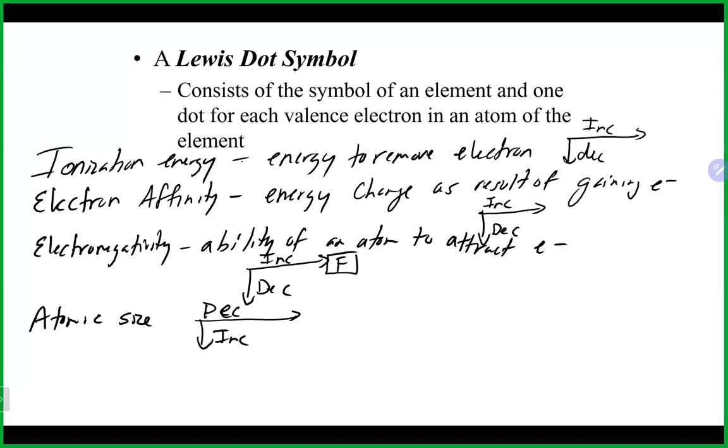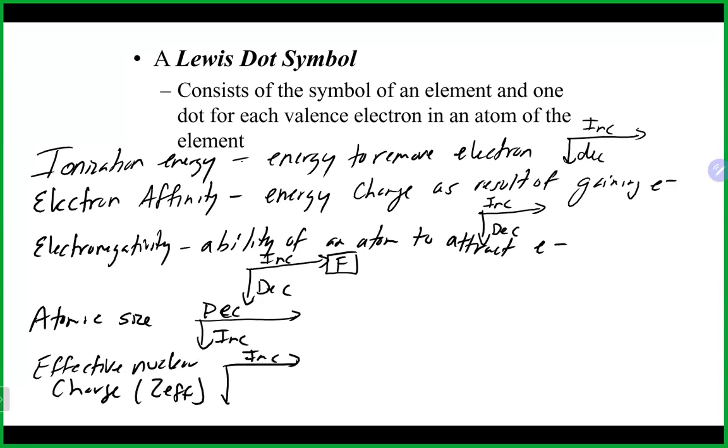Another couple of things that tie into some of this stuff is what is referred to as effective nuclear charge, sometimes referred to as Z effective. That increases as you go up and to the right and decreases down. So what is that? Let's take a look at lithium, for example. Lithium has 3 electrons: 1s2, 2s1. The 2s1 is its valence electron, and the 1s2 are its 2 core electrons.